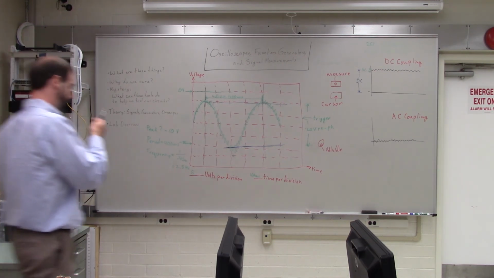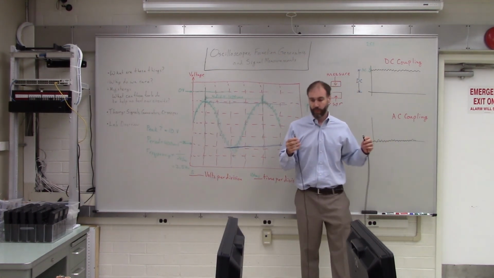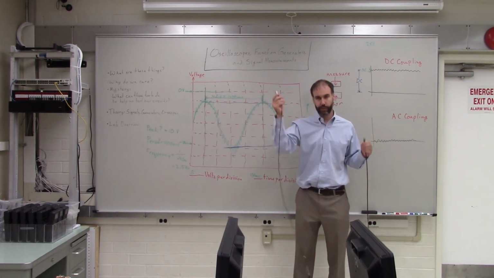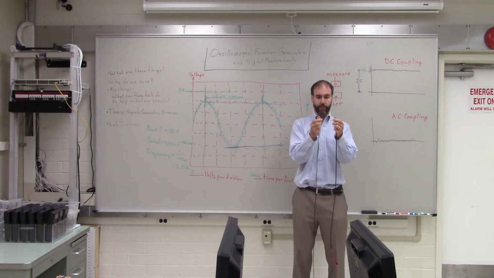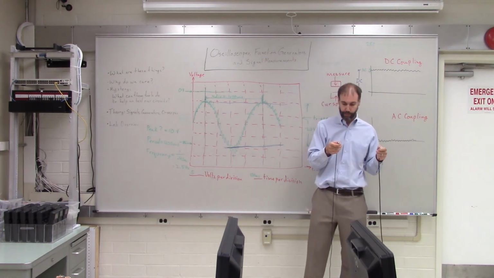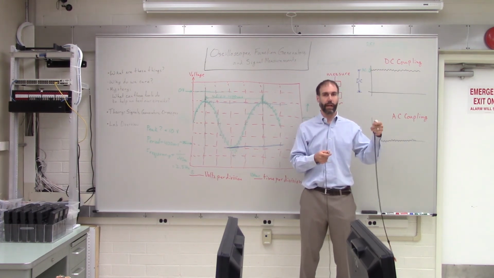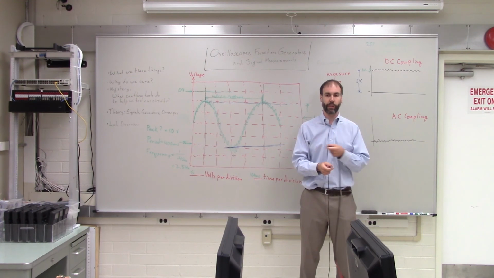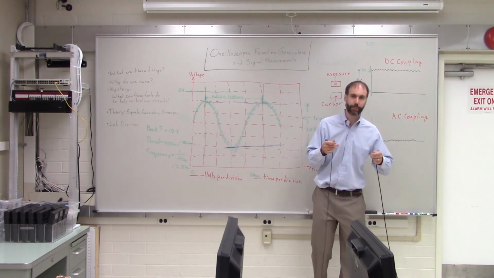First of all, we have two types of leads, one for the oscilloscope and one for the function generator. They both have the same type of connectors on the end. These are called BNC connectors. So it is physically possible to connect the oscilloscope lead to the function generator and the function generator lead to the oscilloscope. But if you do that, then you will not get good measurements.